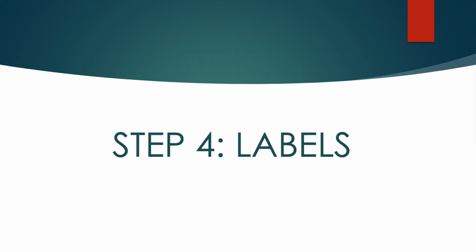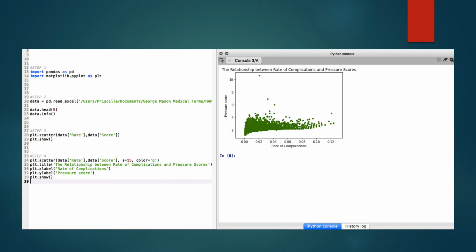Step 4 is adding labels and additional changes to the plot. To add the title, plt.title can be used. To add x and y labels, plt.xlabel and plt.ylabel can be used. Additionally, we can change the color as well as the size of the graph. So I have done so by giving you an example where I have chosen the color green and the size 15 simply by adding s equals 15 and color equals G for green.